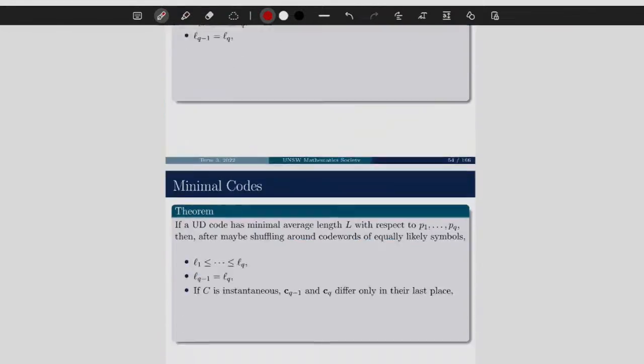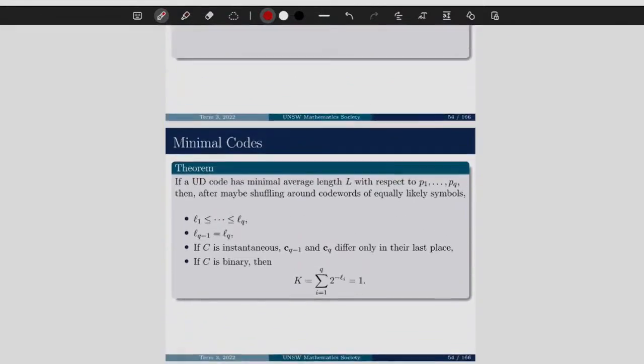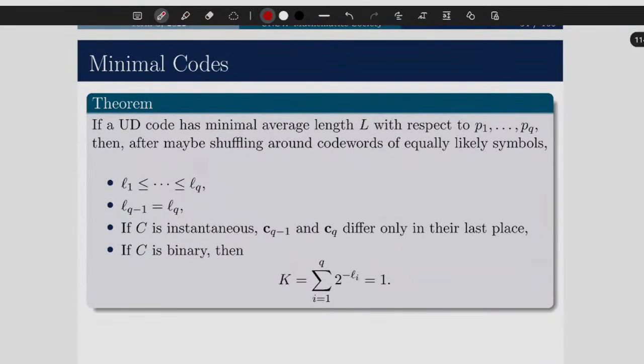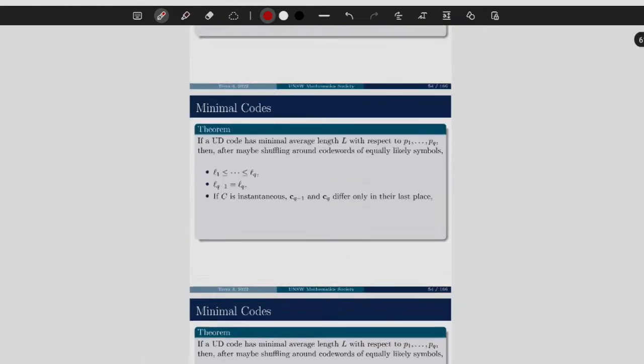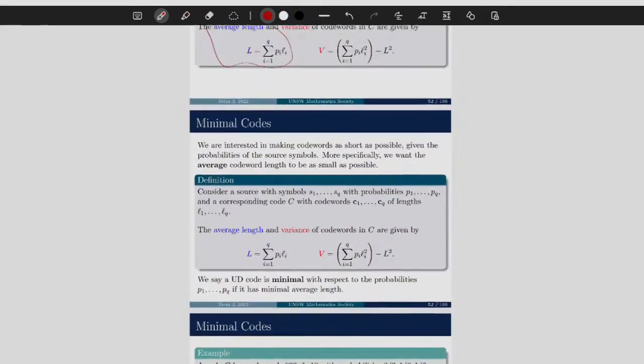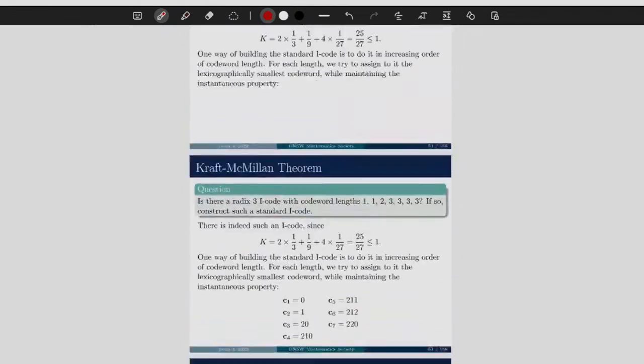Let's go through some theorems. I'm just going to scroll down so that all of it's on one page at once. Minimal codes. So the theorem is that the lengths are going to be in increasing or non-decreasing order. The length of the last two have to be the exact same. And before I jump into the other two, let's just show that we've been kind of doing these already. So let's go back up to an example that we've been having.